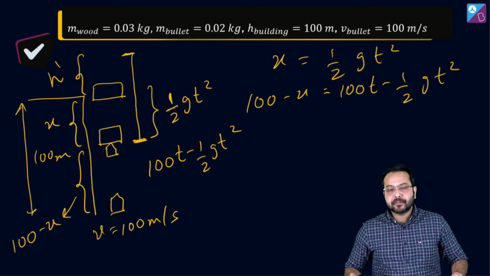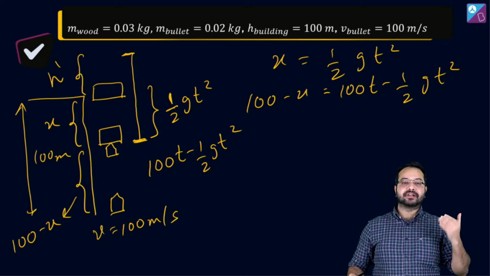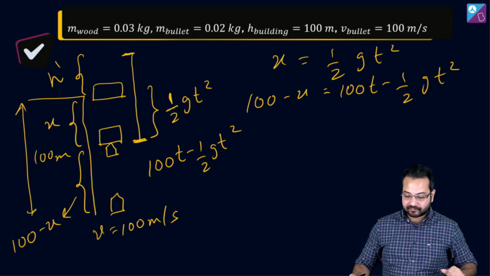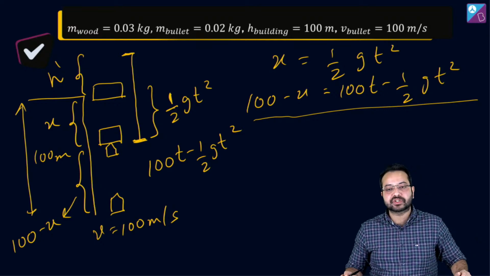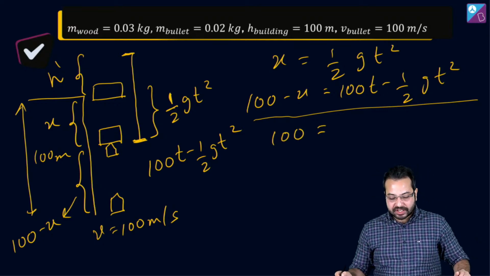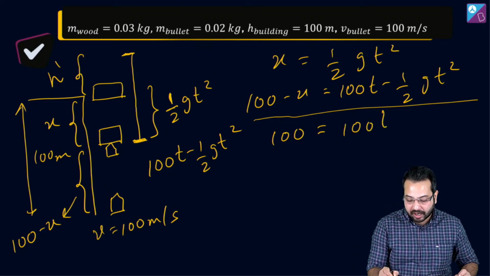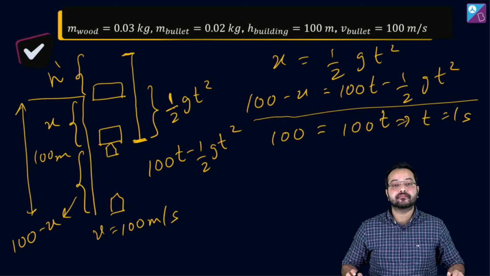Okay, now from here what do I need? I need time. Why do I need time? So that I can calculate x and 100 minus x. Do you agree? So if I need time, I can add these two equations. If I add these two equations, I'm going to get 100 is equal to half gt square minus half gt square, which gets cancelled, and I'm going to get 100t, which means t is equal to 1 second.